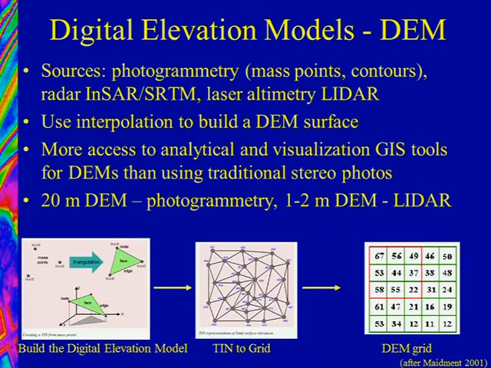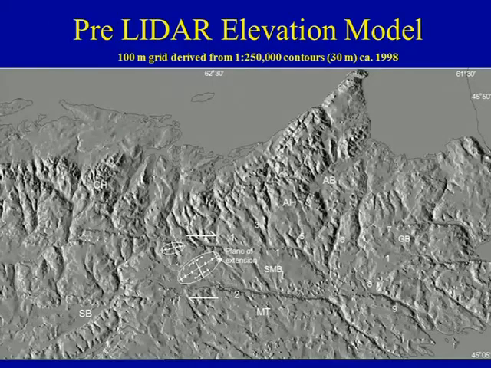To make use of it in a GIS system, we basically go through a process moving from points through some sort of interpolation process, say a triangular or regular network, into a grid. And just to give you an idea, provincially, we have a 20-meter elevation model derived from photogrammetry. With LiDAR, we can routinely get down to 1 to 2 meters, so a real jump in terms of resolution and detail we can see.